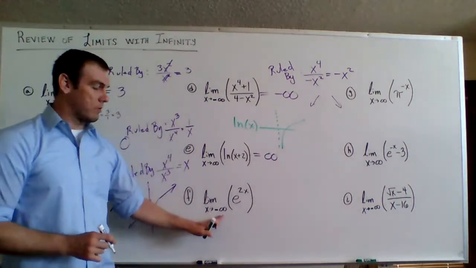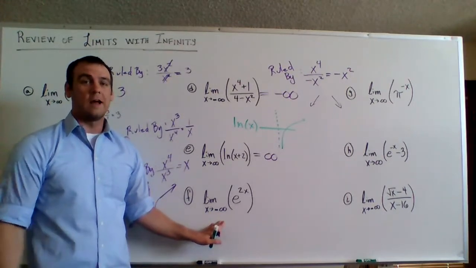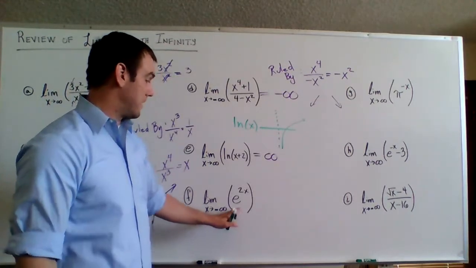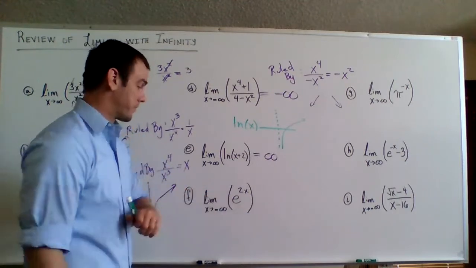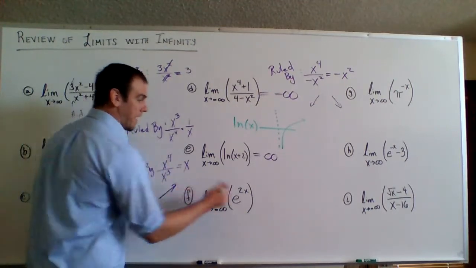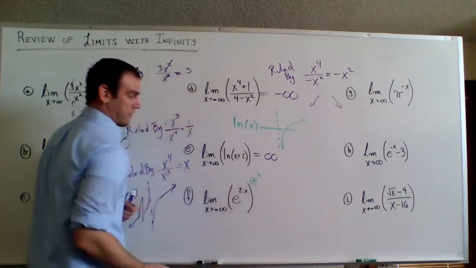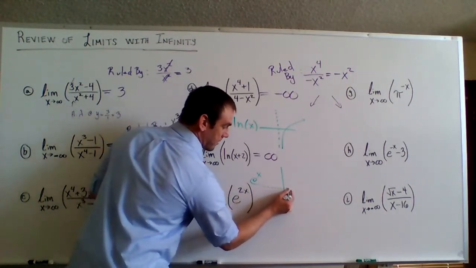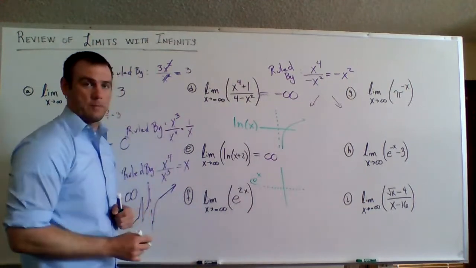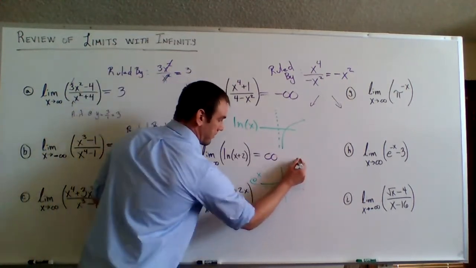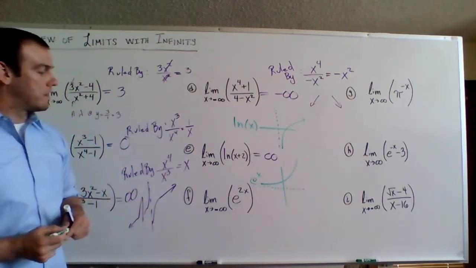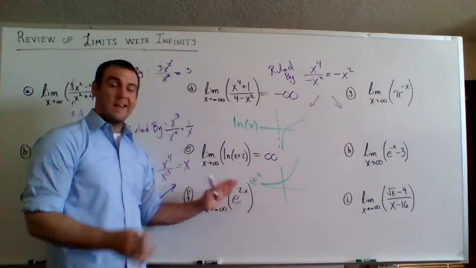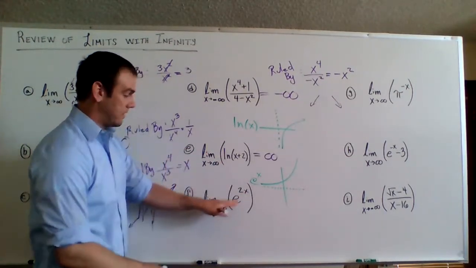All right, down here we're looking for our left end behavior. I need to be thinking, what does the graph of e to the 2x look like now? Well, remember, e to the x is an exponential function. It has a horizontal asymptote at y equals 0. It's going to go up to the right forever. Now that 2 is really inside my function, right? So this would be inside.